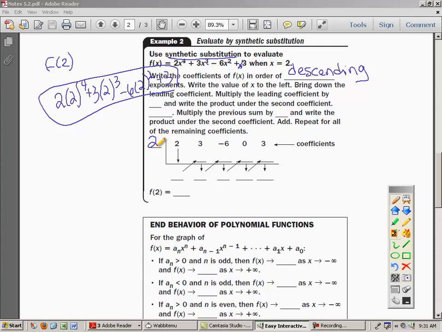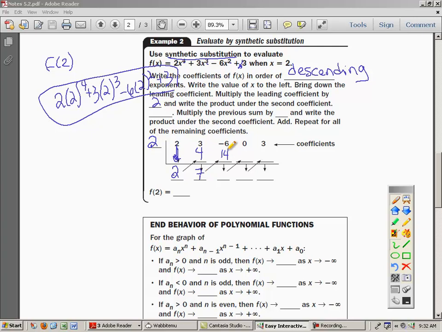And then the process says simply bring down the leading coefficient. Multiply the leading coefficient by the x value that we're interested in, in this case 2, and write the product under the second coefficient and then add. So bring this down, which is a 2, and then do 2 times 2 and you get 4. And then add again. 3 plus 4 is 7. And then 2 times 7 is 14.